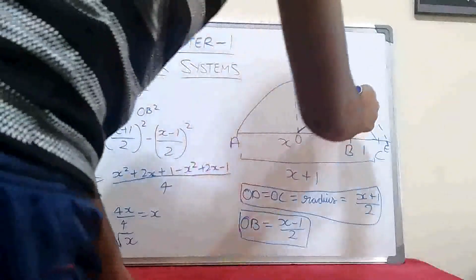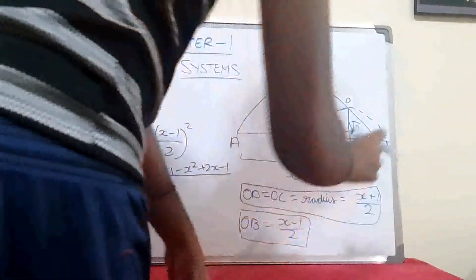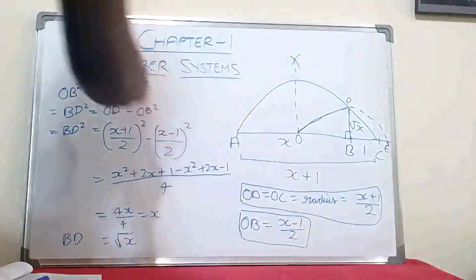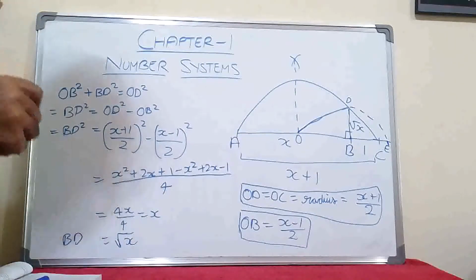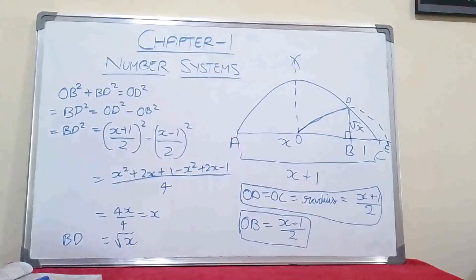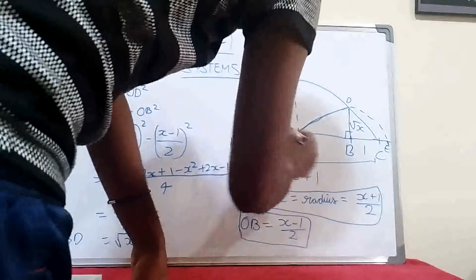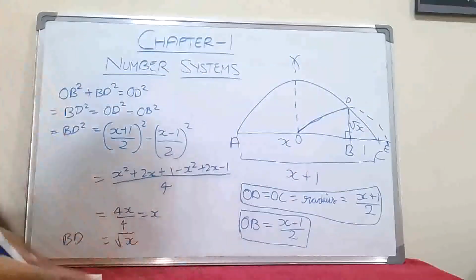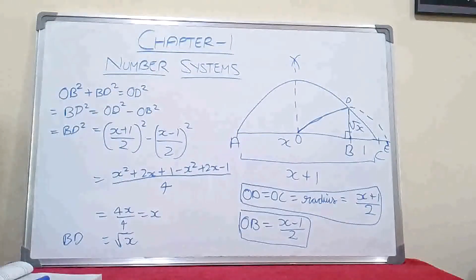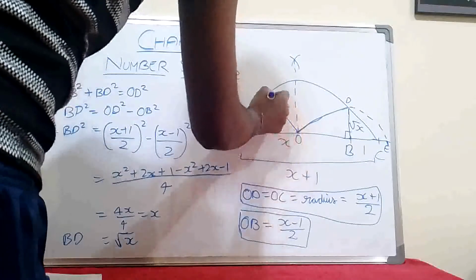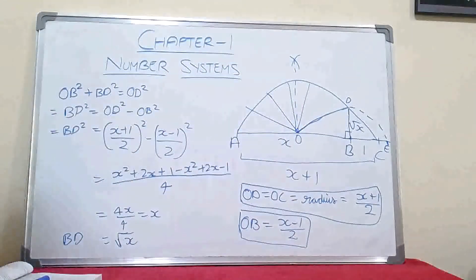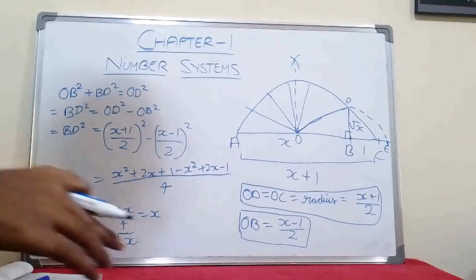So BD is root x. How do we get that? Let us understand from the formula here, again using Pythagoras theorem. Because what is the radius? The radius is the same throughout the circle. So OA, OC is the same as OD, because the radius is the same from every angle. So the radius is constant throughout the circle. This means OD is the radius of the circle.